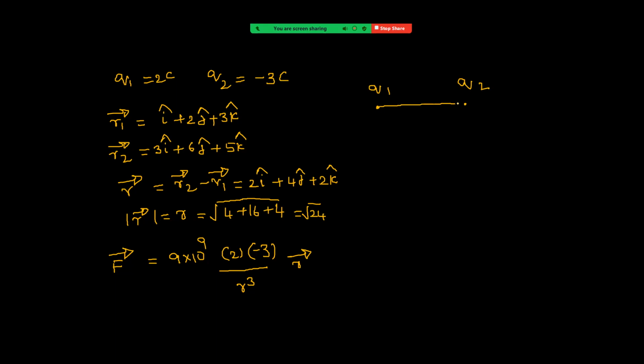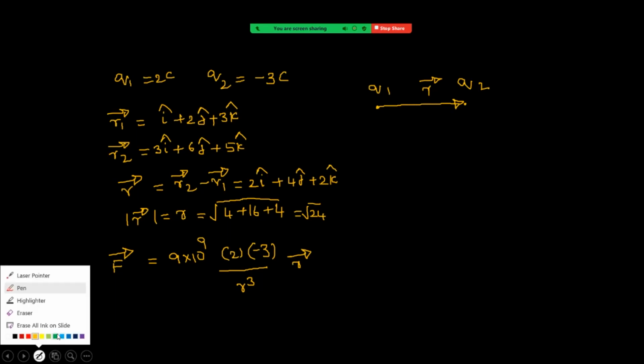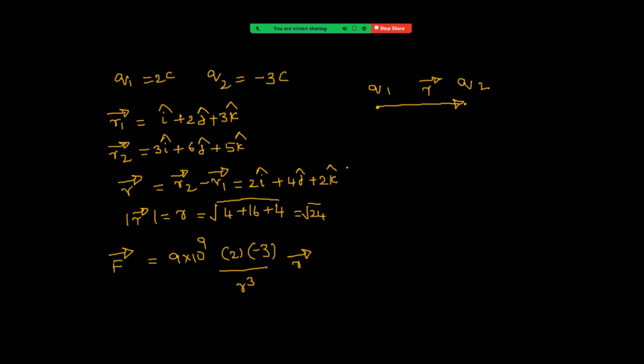Now this is R bar. Coming to the direction of force, that is opposite to R bar. So the force is now like this. Okay, F bar. That's why we are writing it here including the sign.